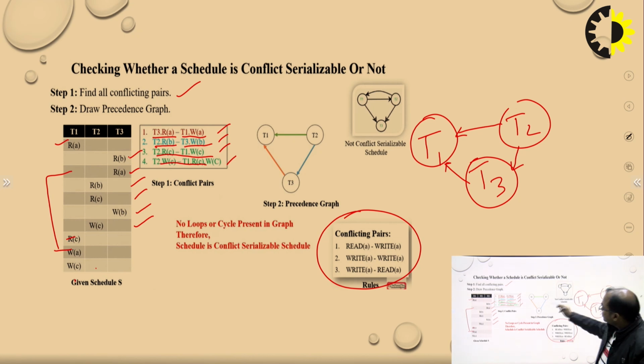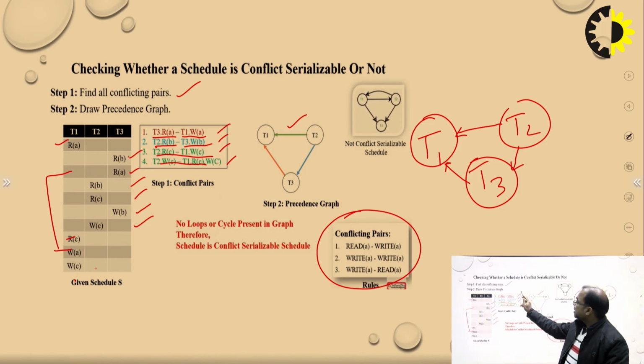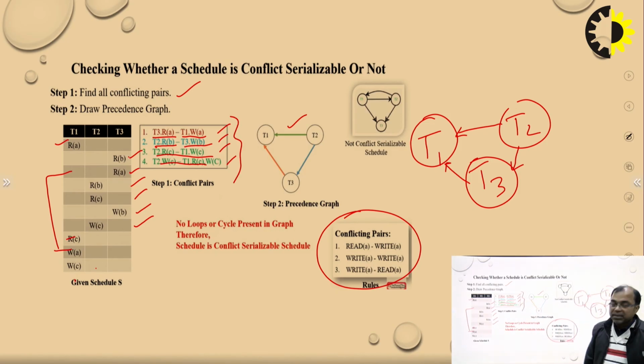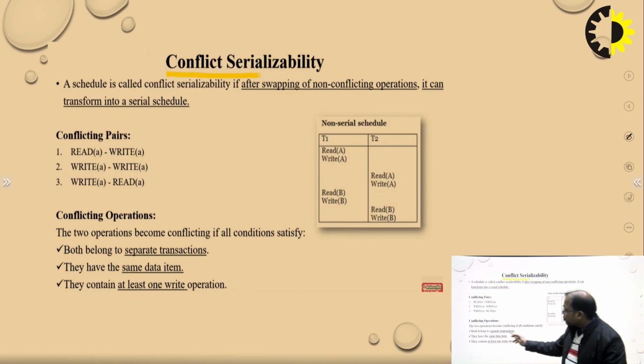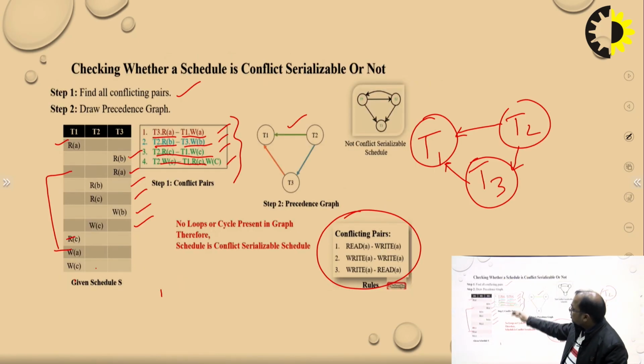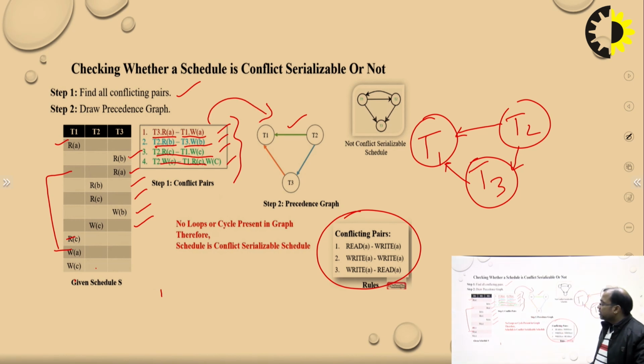So this is how we draw the precedence graph with the help of these conflict pairs in the given schedule. So this is the process. First we see the transactions, we find the conflicting pairs by keeping in mind that both belong to separate transactions, they have the same data items, and they contain at least one write operation. Then we draw this precedence graph with the help of these conflict pairs. Now what we see is no loops or cycles present in the graph.